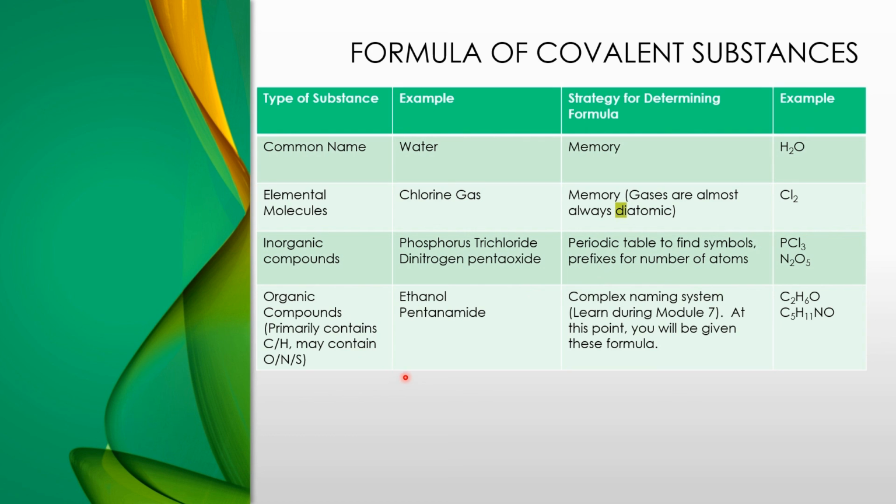The last kind of covalent compounds, though, organic compounds, we're not really going to be looking at those in these units. They don't come up until Module 7. There is a very complex naming system for all of them, and it's not something that we learn until about this point in Year 12 next year. For now, if we are going to be working with any organic compounds, it can be expected that you'll be given these formulas so that you can write any of these equations, do calculations, balance them, etc.